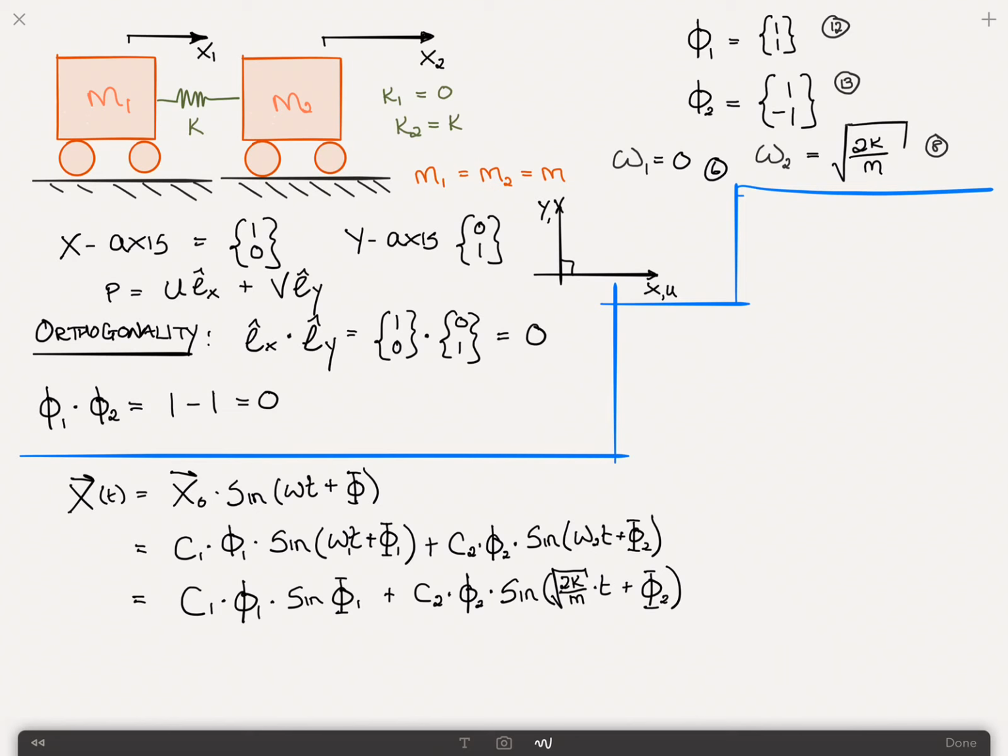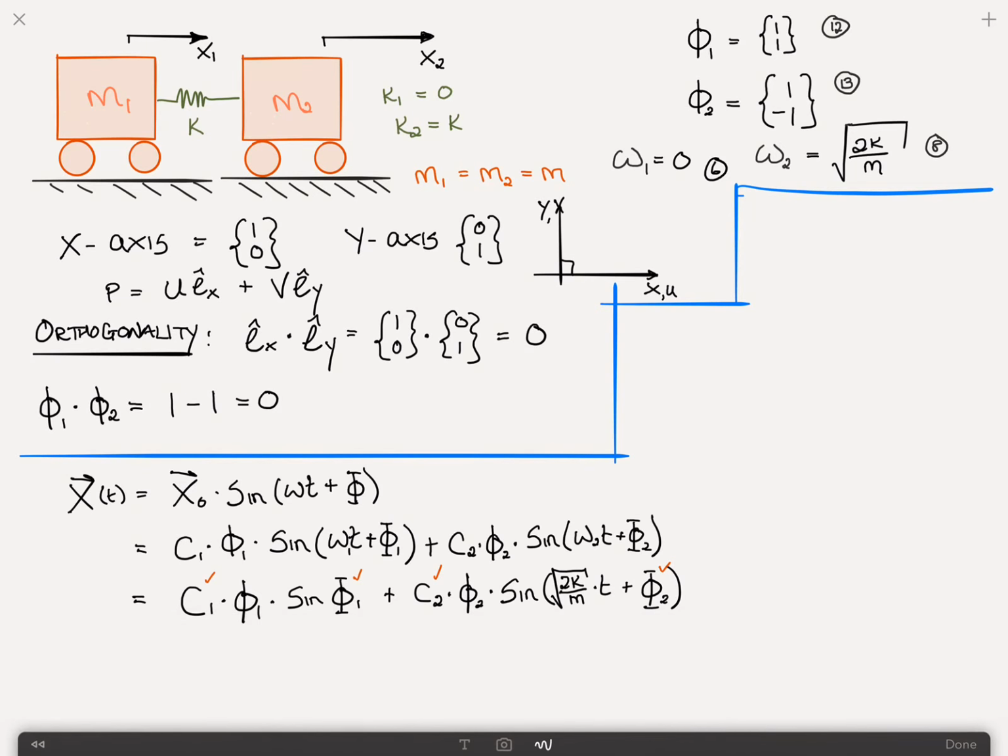Omega 2 is the square root of 2k over m, times t plus phi 2. Okay? So what are our unknowns here? Here are our unknowns. We don't know what C1 is. That's a constant which comes out from the initial conditions. We don't know what C2 is. And we don't know the capital phi 1 and phi 2. So there are 4 unknowns.